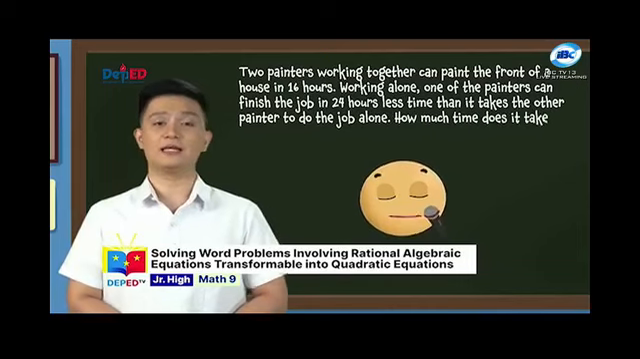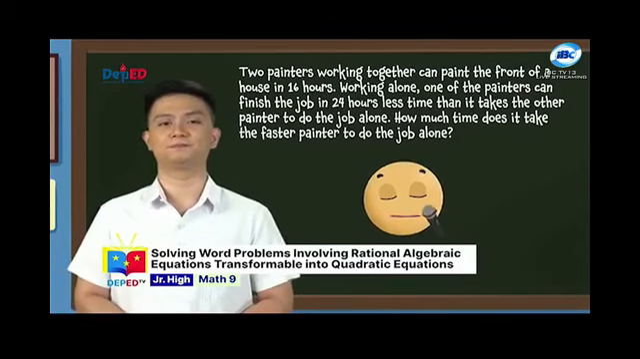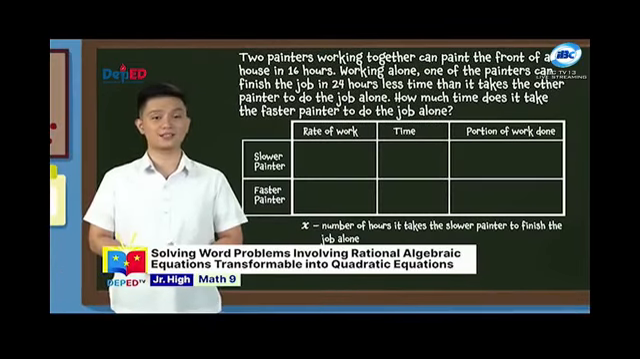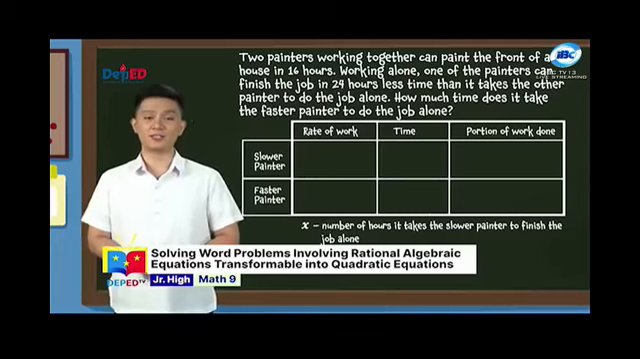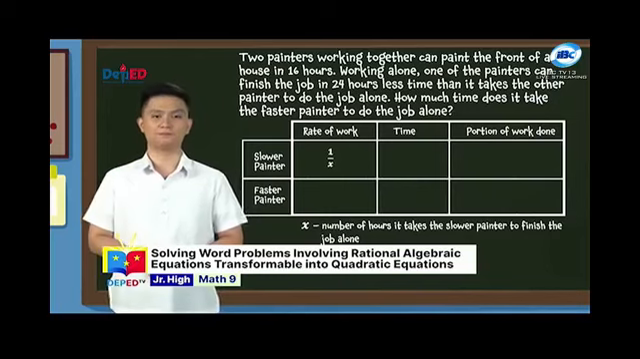How much time does it take the faster painter to do the job alone? We let x be the number of hours it takes the slower painter to finish the job alone. This means that the painter's rate is 1 over x. He or she can accomplish 1 over x of the job per hour.